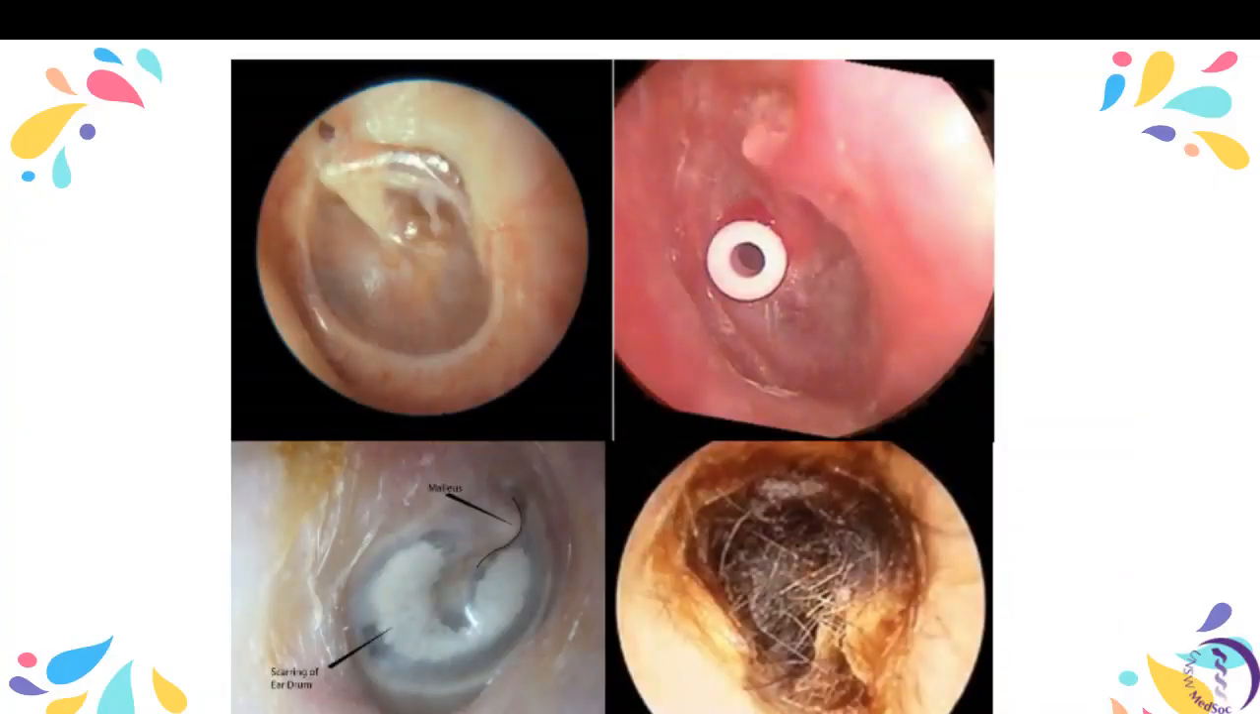This is what we call glue ear. That's when the middle ear is filled with a glue-like fluid. Down here, what we have is a bit of scarring on the tympanic membrane. Up there, we have a grommet. A grommet is something that they used to put in kids who had recurrent ear infections just to help drain it a bit easier. And the bottom right is just earwax.